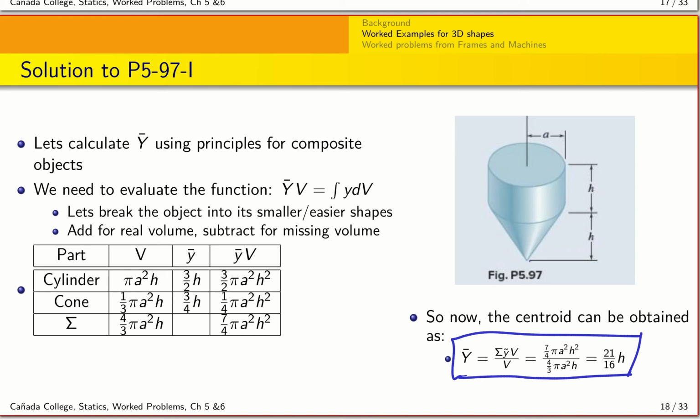So that means, given that this is my origin here and this is my y-axis, I need to go about 21 by 16 h in order to find the centroid of this object. Okay, so hopefully this is something that you will be comfortable doing.